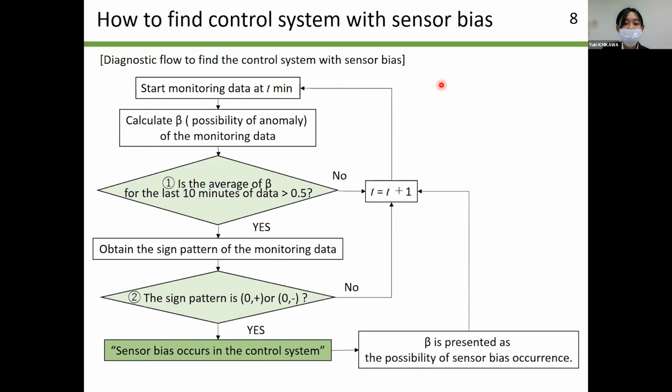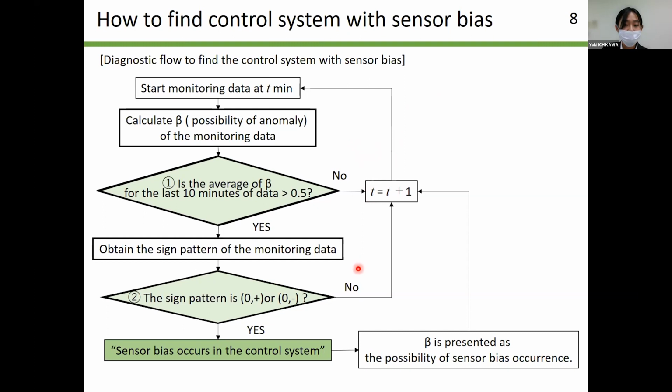We propose a diagnostic flow to find the control system with sensor bias. First, calculate beta of the monitoring data. If the average of beta for the last 10 minutes is over 0.5, obtain the sign pattern of the data.